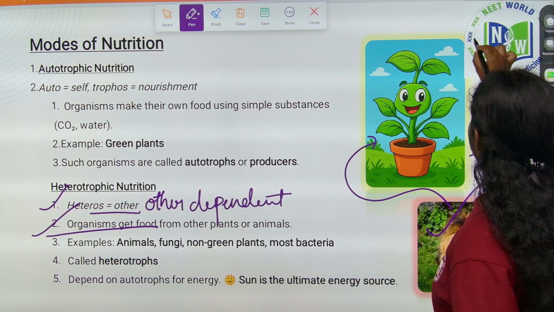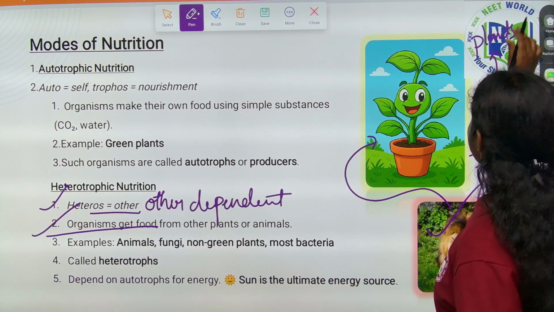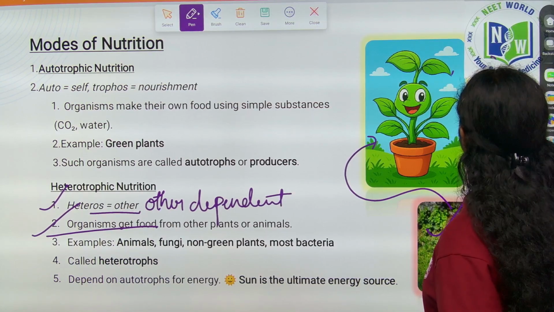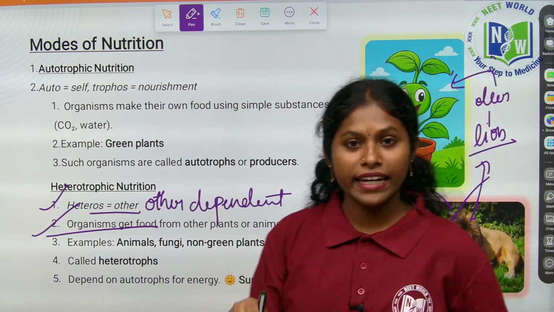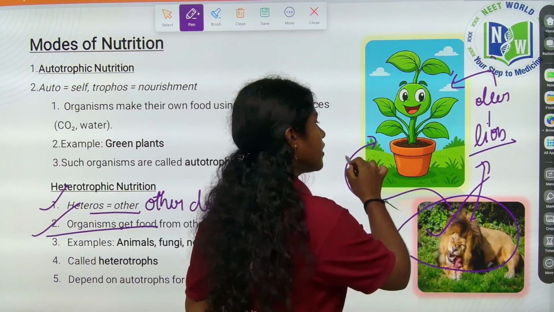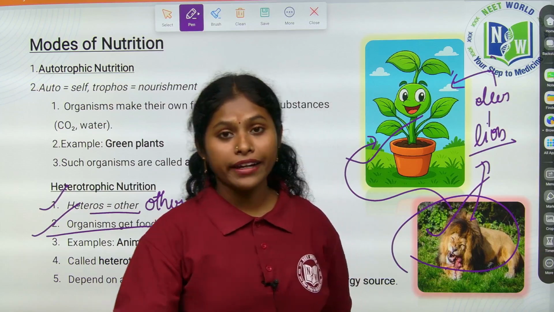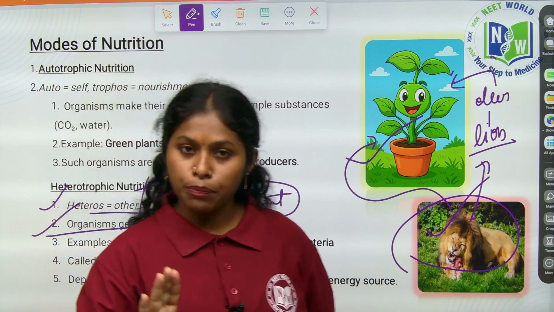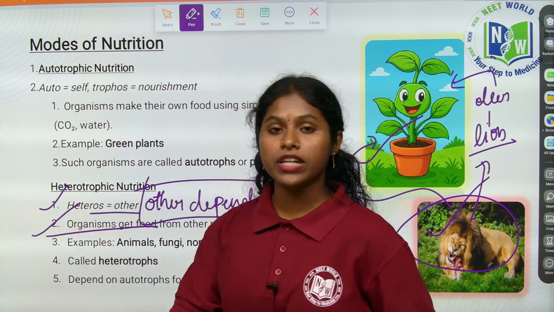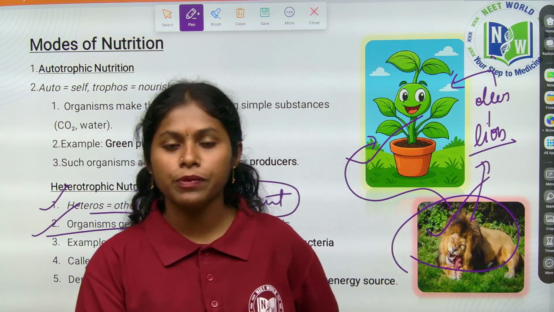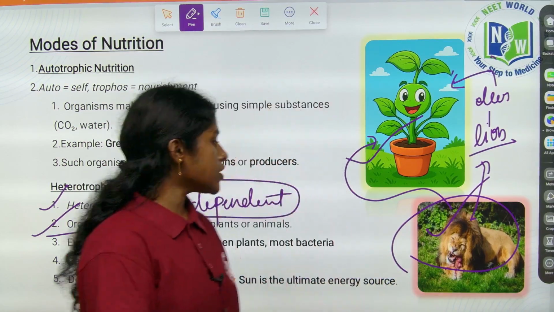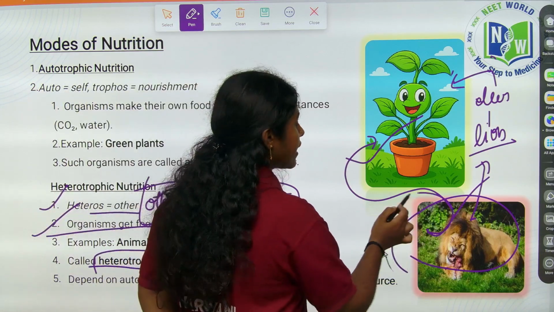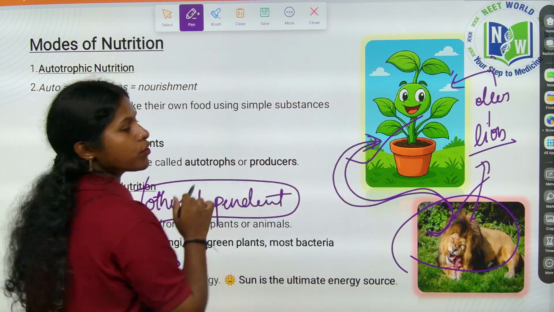The deer is depending on what food, children? It will eat the plants, right? The deer will eat the plants. So indirectly the lion gets energy from these plants only, right? So in heterotrophic nutrition, these animals, heterotrophs, are organisms which get food from other plants and animals, which means they cannot prepare their own food. Such organisms are called heterotrophs. Those heterotrophs are also indirectly depending on the autotrophs only, right?